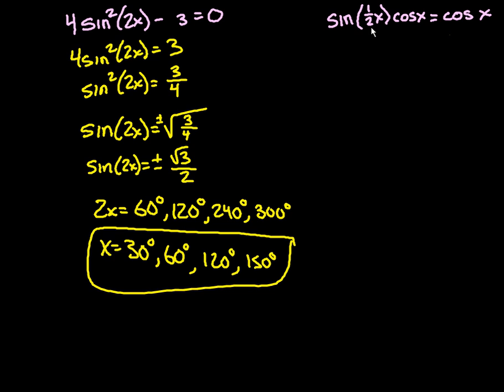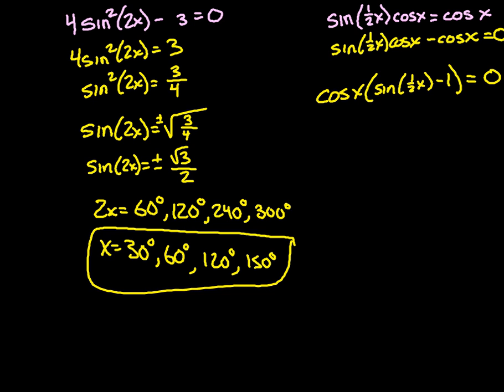Alright, for the second guy, I first have to get everything onto the left side of the equal sign because I have 2 different trig functions going on here. So I'm going to have sine of 1/2 x times cosine x, and then minus this cosine x equals 0. Remember, I cannot combine these because they are not like terms. From there, I'm going to, if I can find it, factor out the common cosine. They each have a factor of cosine.